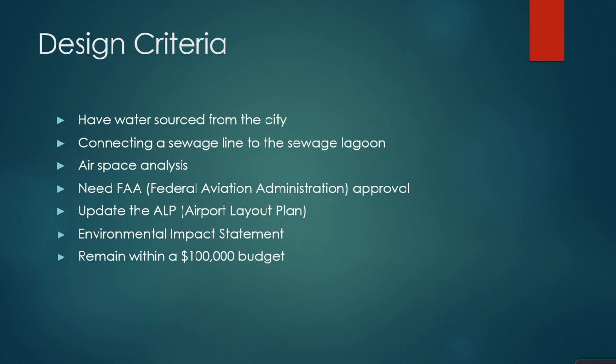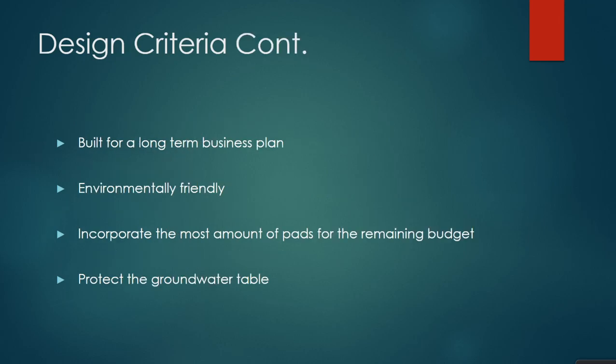And we also want to remain within a $100,000 budget, as that is what Jeff Cadillac estimates the FAA would give to the airport for such a project. And continuing on, we also want to make sure that it can be built for a long-term business plan so that the airport can make revenue on it later down the line.